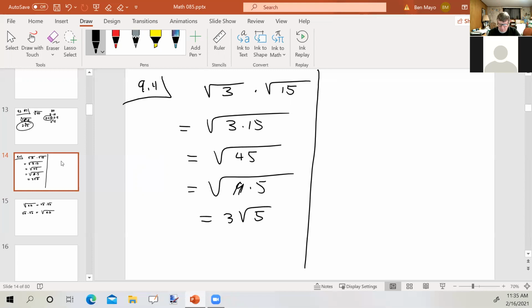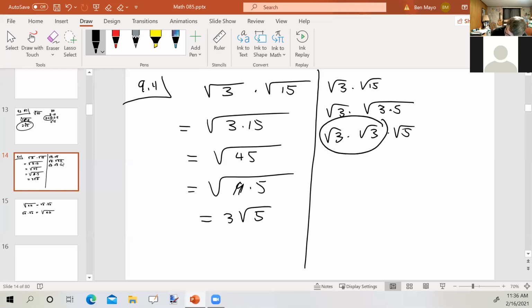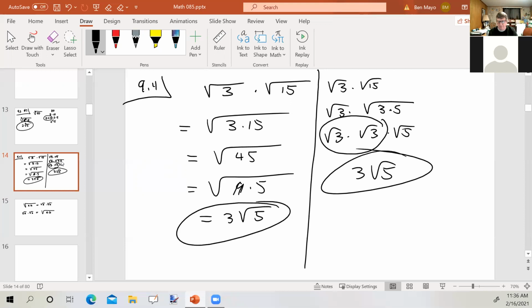No. Right? Another way you could do this is you could take the square root of 3 times the square root of 15, rewrite it as the square root of 3 times the square root of 3 times 5, 15 being 3 times 5. But then what's the square root of 3 times the square root of 3? That's 3. So you'd get 3 square roots of 5 either way.